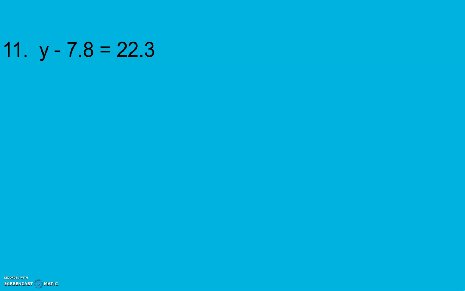11. Y right now is being subtracted by 7.8. I get rid of subtraction by adding a 7.8. And whatever I do to one side, I have to do to both. Now, I bring that y down. I didn't change that. A number and its opposite add to 0.